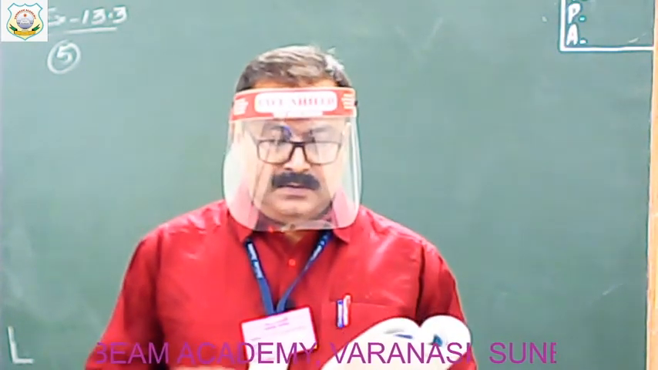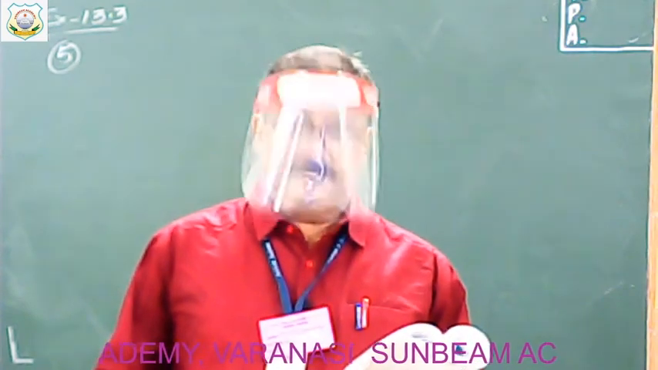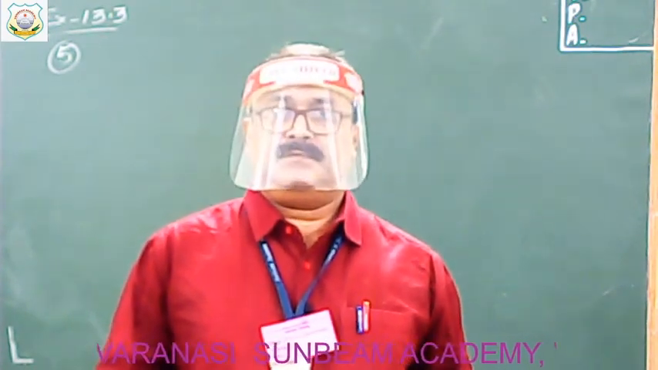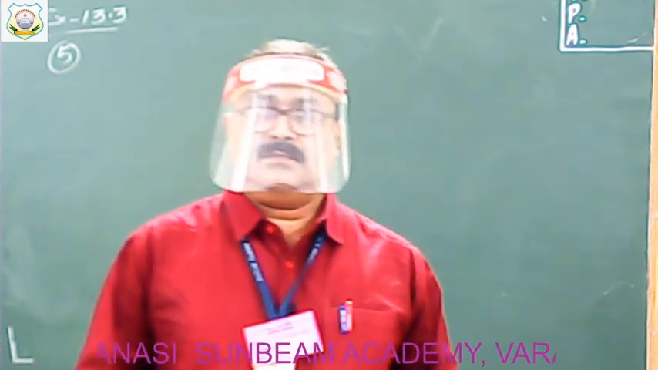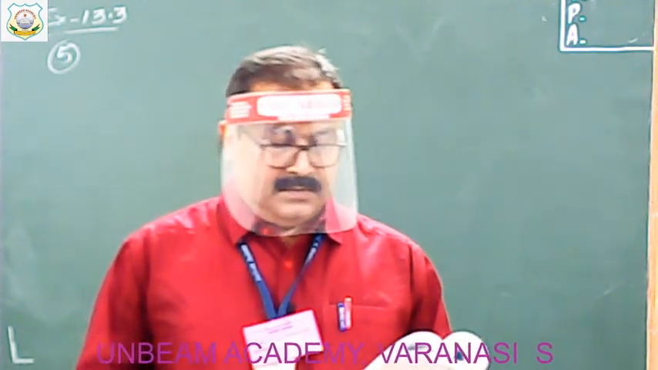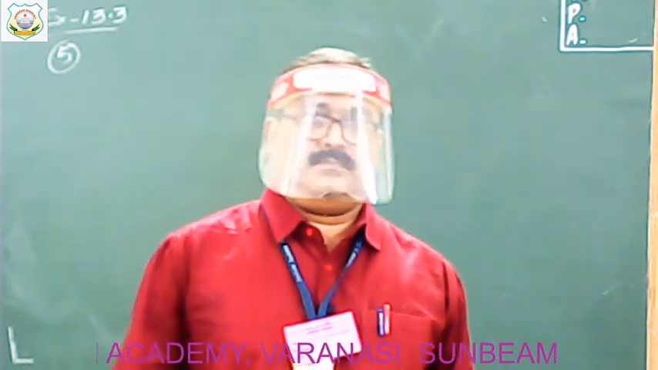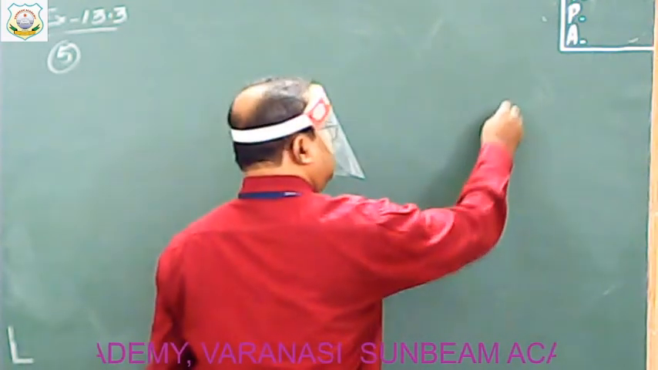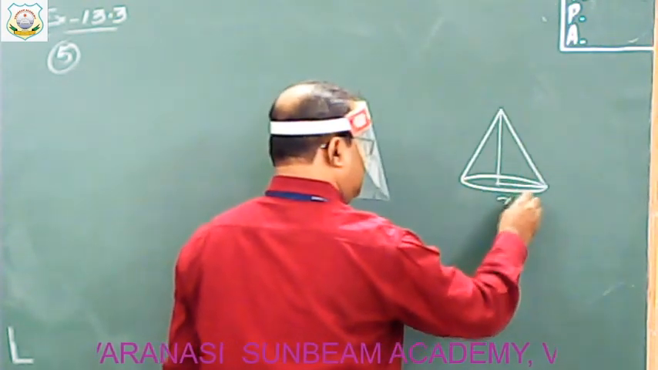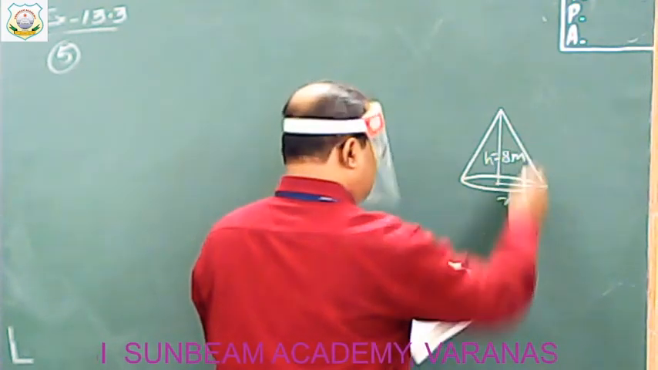Assuming that the extra length of material required for stitching margin and wastage in cutting is approximately 20 cm. We have to find the length of tarpaulin whose width is given, 3 meters, used for making a conical tent of height 8 meters and radius 6 meters. Let's see, a conical tent: radius and height we have. Height is 8 meters, radius 6 meters.